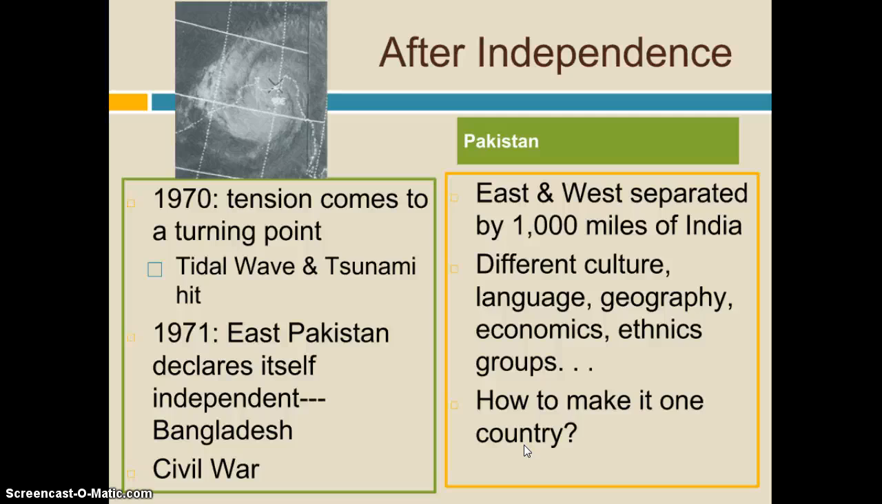So by 1970, there's tension. This comes to a turning point, and there's this horrific tidal wave, and a tsunami hits East Pakistan. And a lot of people believe that East Pakistan did not get the money and funding from West Pakistan that they needed. So in 1971, they declare themselves independent, and they call themselves Bangladesh. Civil war is fought, but as you know, it is Bangladesh to this day.